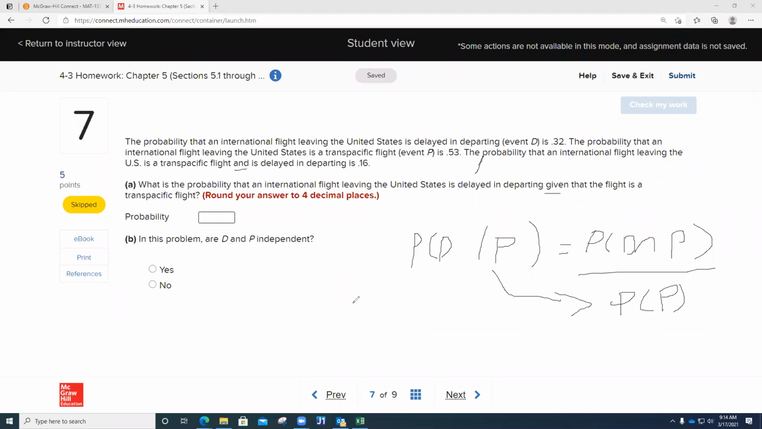So we see here's our and. So that is equal to 0.16, and then the probability of P is on the bottom. So I divide that by 0.53. So 0.16 divided by 0.53, 0.301, four decimal places. So 0.30188 is what I got on my calculator. So the 8s become 9s.